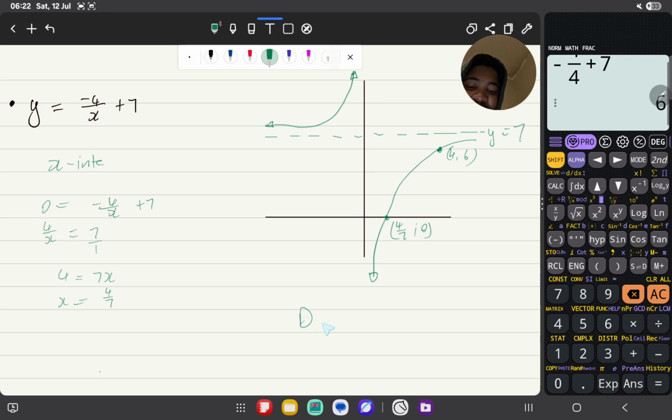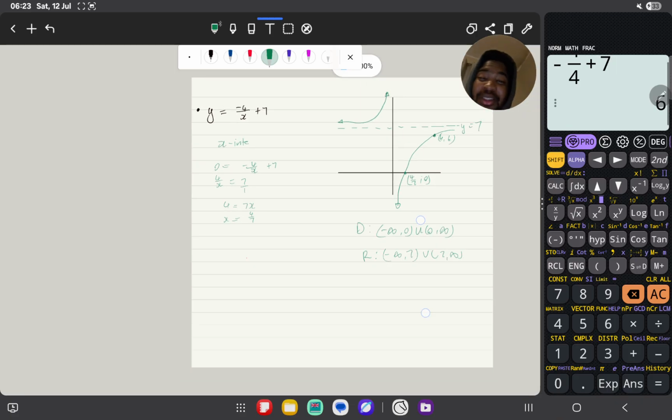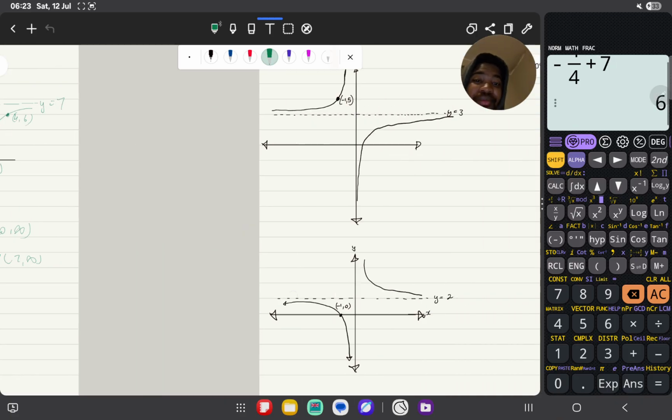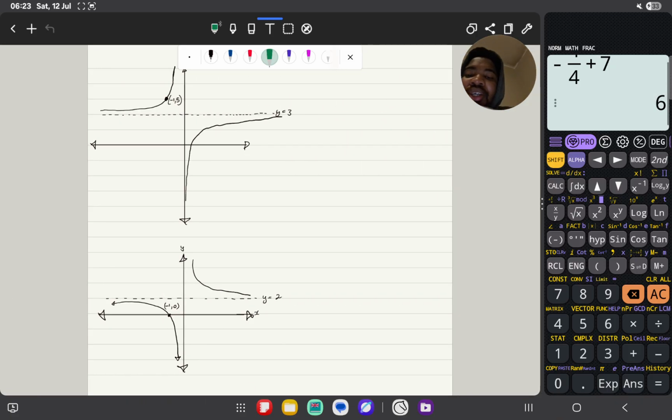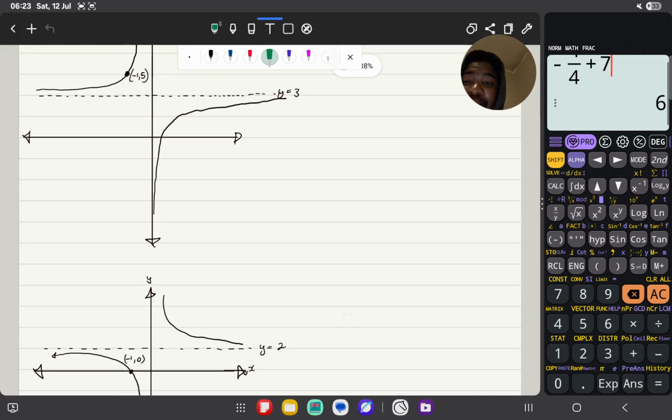So domain is gonna be from negative infinity to 0, union 0 to positive infinity, and then the range is gonna be something similar, negative infinity to 7 union 7 to positive infinity, right? And yeah, bro, let's talk about this and try to see what's happening here.